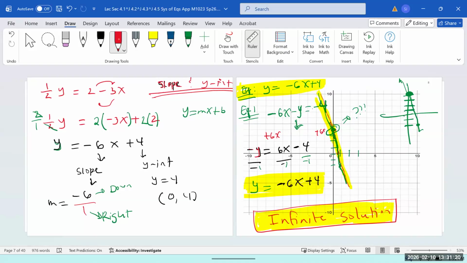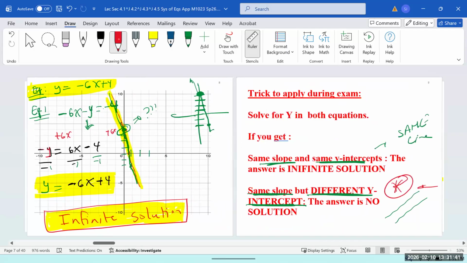But then we faced a problem. My graph wasn't good, so I don't know what the solution is. We got stuck. That's why I said the graphing method is bad. It's not reliable. You can do it if you have a calculator or computer, then it's the best method. But on paper, it's the worst method. So let me show you a trick so that you don't have to use the graphing method. What's the trick? Just solve for y.